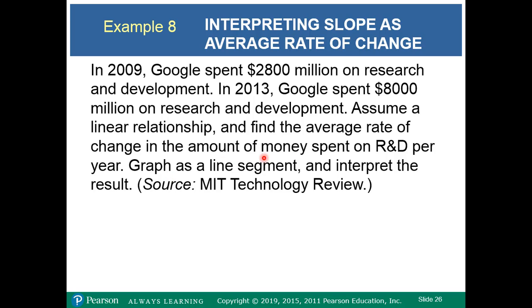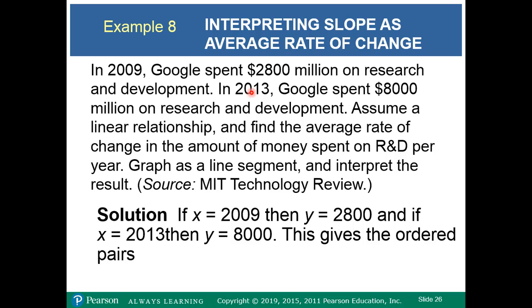So what are we going to do? Well, we've got 2 points. In 2009, they spent this many millions. In 2013, they spent this many millions of dollars. So now we've got 2 points. We can find the average rate of change by finding this, which is f of x1, and this is f of x2. This is x1, and this is x2.